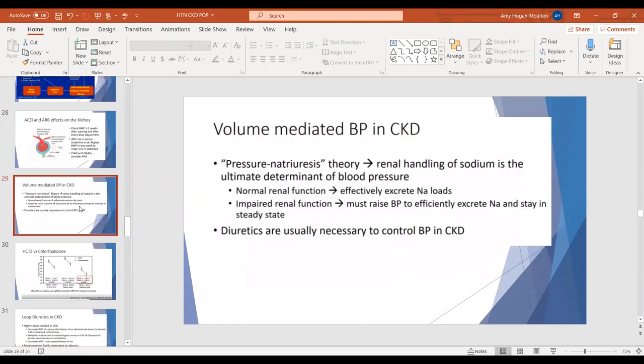All right, so on to volume-mediated blood pressure and chronic kidney disease. At the level of the glomeruli and the tubules, there's a pressure natriuresis. Diuretics tend to be necessary in a person to control blood pressure in a chronic kidney disease patient. Again, maybe not like CKD 3, upper 3A, but stage 3B and lower usually, yes. So just going back to this, we do advocate them.